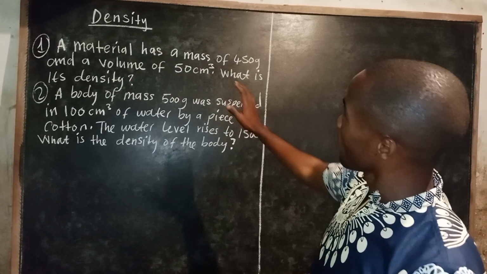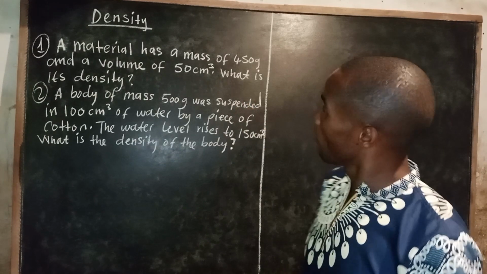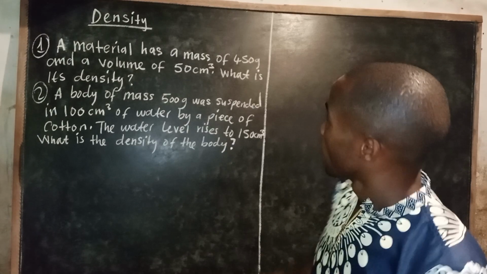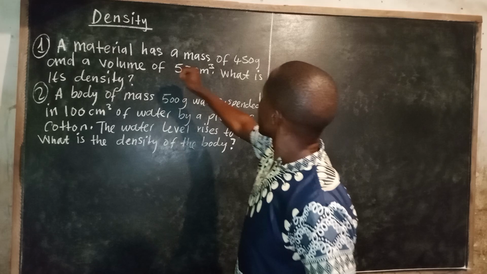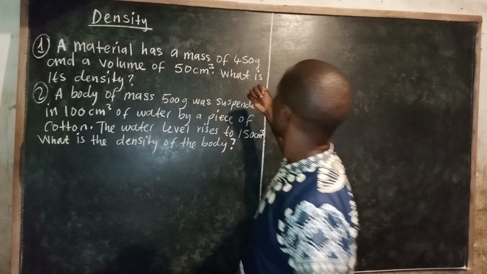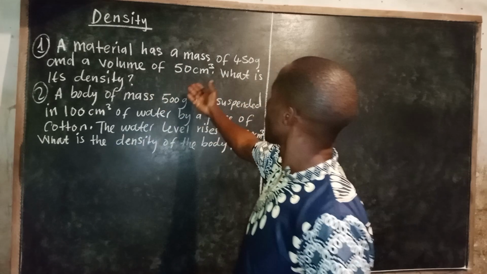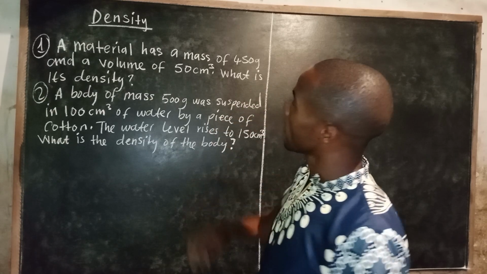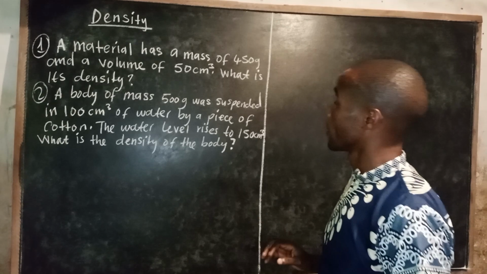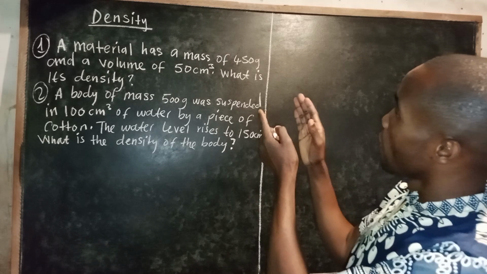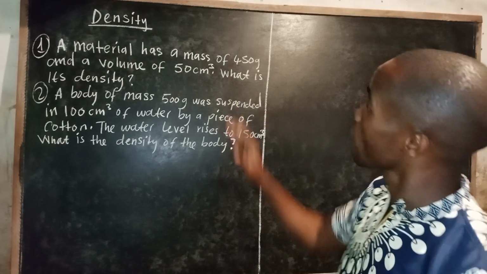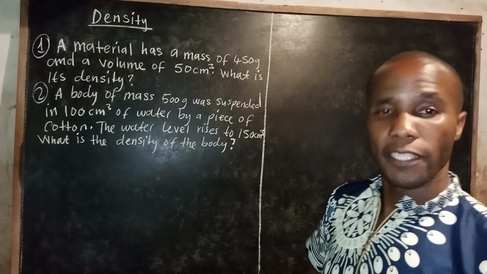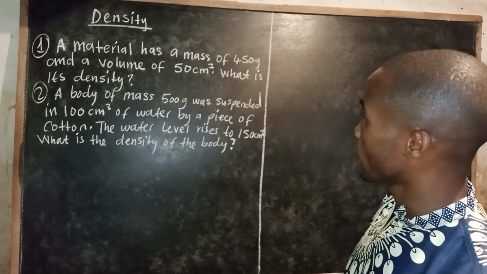Okay, so this evening we are going to look at this question on the chalkboard as our today's lesson. A material has a mass of 450 grams and a volume of 50 centimeters cubed. What is its density? That is the question. So, as you can see there, we are looking at density. Okay, so how do we find density in physics?